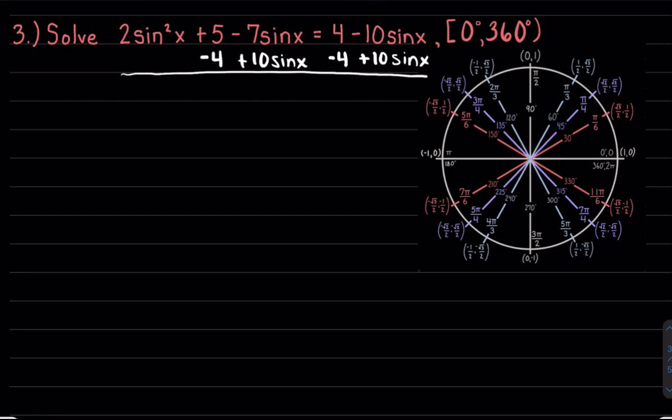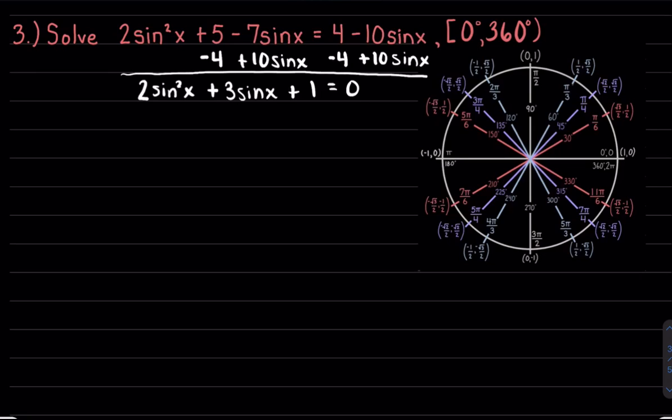So now I can combine like terms. So I have 2 sine squared, and then negative 7 sine plus 10 sine is 3 sine. 5 minus 4 is 1, equals 0. Now, if I factor this, I can use the same method as I did in the previous one.